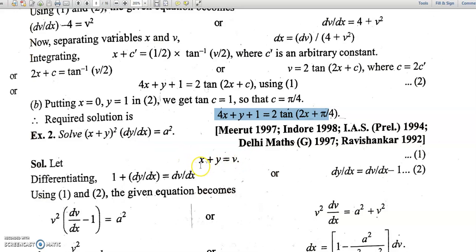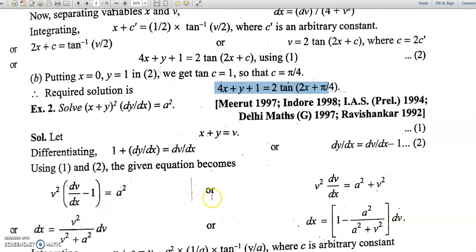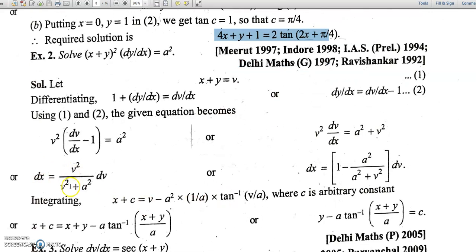Differentiating both sides with respect to x, what do we get? 1 plus dy/dx equal to dv/dx. Now our dy/dx is converted to dv/dx minus 1, and we put this in equation 1. So what we get? v square is dv/dx minus 1 equal to a square. Now you see dx equal to v square by (v square plus a square) dv.